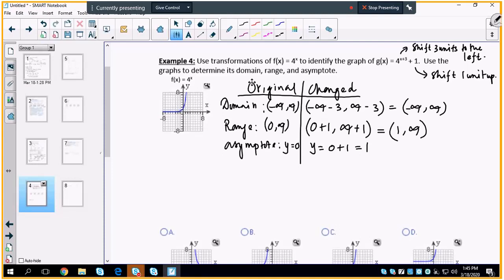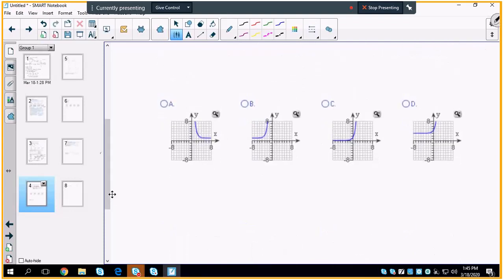Now let's think about the graph. This is the original graph. You're going to shift it 3 units to the left, 1 unit upwards. And as I can see now, it is going to be graph B, which is shifted 3 units to the left and 1 unit up. And now we can answer all the questions. The asymptote is at the line y equal to 1. The range is going to be 1 to infinity, open, as the graph is not crossing the line y equal to 1. And the domain is everything because you can extend your graph all along the x-axis.